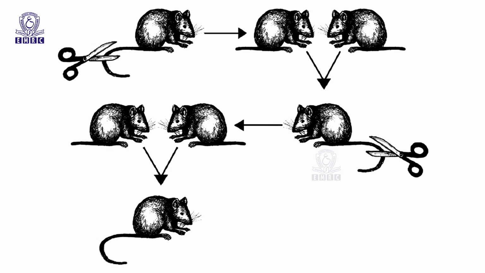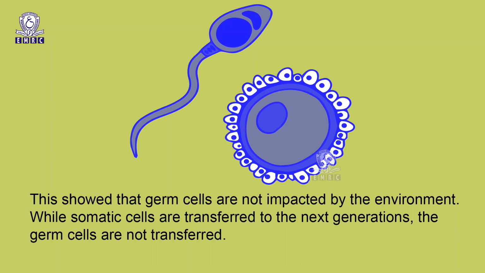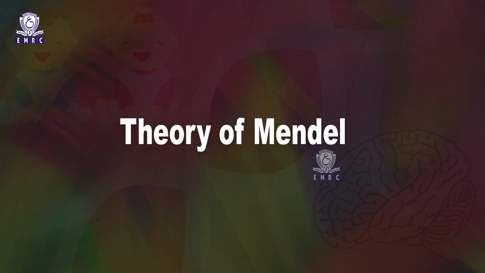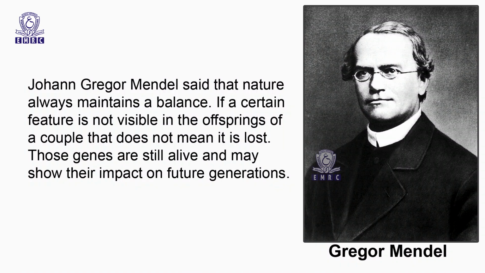This experiment was performed on 25 generations of mice where their tails were cut, but the next generation was born with a tail. This showed that germ cells are not impacted by the environment, while somatic cells are not transferred to the next generation. The germ cells are transferred. Theory of Mendel. Johann Gregor Mendel said that nature always maintains a balance.